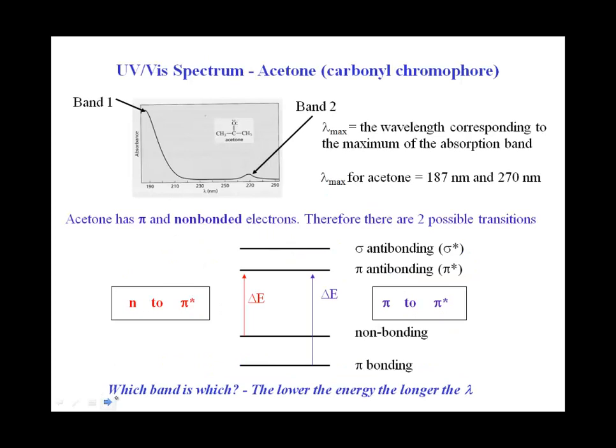Right, so let's look at an example here. We have a very simple molecule, acetone. But it's got the carbonyl chromophore, which is present in a lot of biological molecules. And here you have its UV spectrum. So what you have here is a band at 187 nanometers, which is this one. And then you also have a band at 270 nanometers.